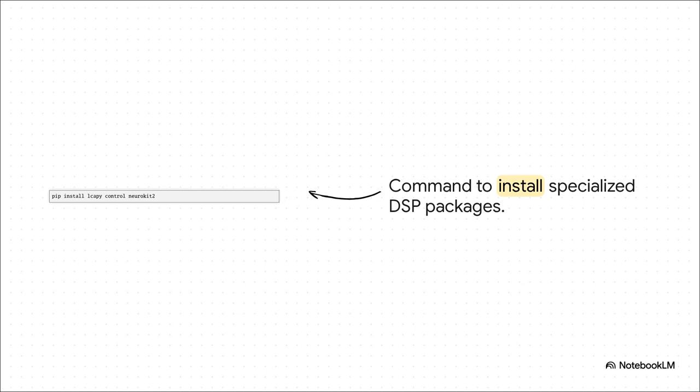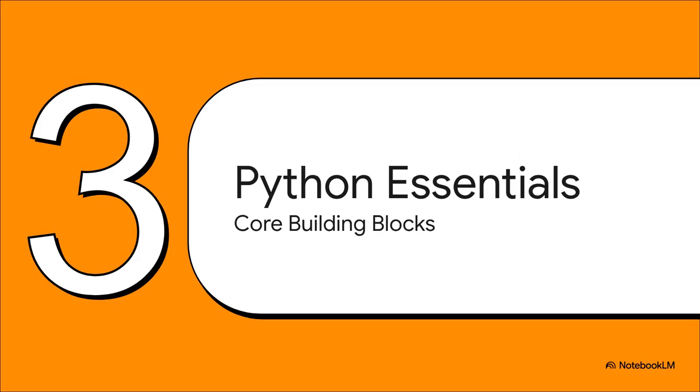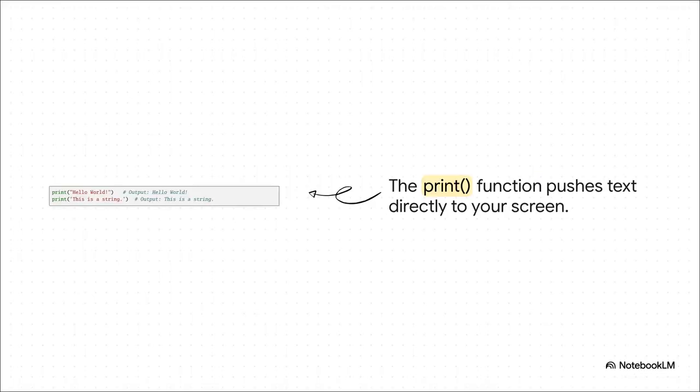It's that easy. Section 3. Python Coding Essentials, the building blocks for signal generation. With our workbench fully prepped and ready, let's transition into the basics of Python syntax. Think of these next few steps as learning how to use the fundamental hand tools you're going to need for our upcoming digital builds. Let's start with getting your code to actually talk back to you.